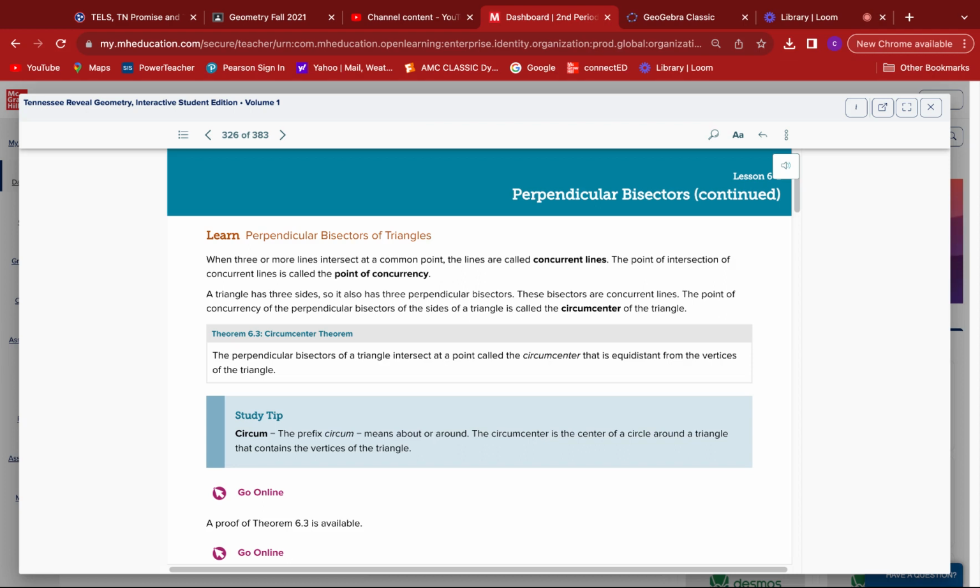Now, for perpendicular bisectors, angle bisectors, and medians, they all have a different name for that point of concurrency. So for perpendicular bisectors, the point of concurrency's specific name is the circumcenter. Now, circum means around. So you probably have heard things like area and circumference. The circum in circumference is around the circle.